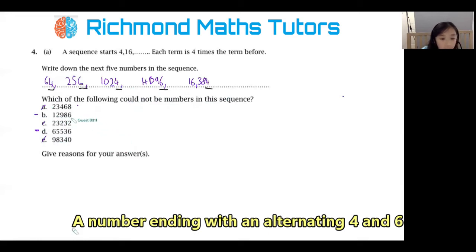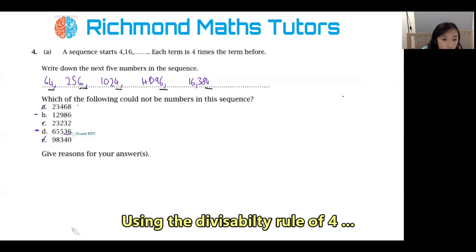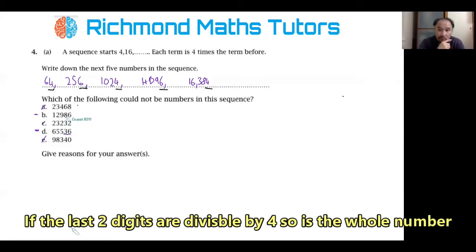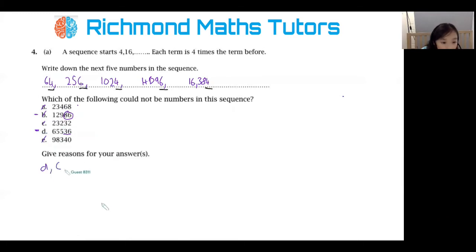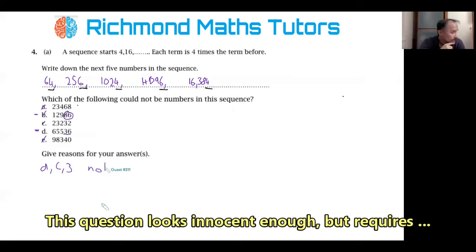And if we look at the last 2 numbers, it specifies which one is a multiple of 4. So this one is a multiple of 4 because 36 is in the 4 times table, but 86 is not. So it's also not B. So A, C, E, not in.